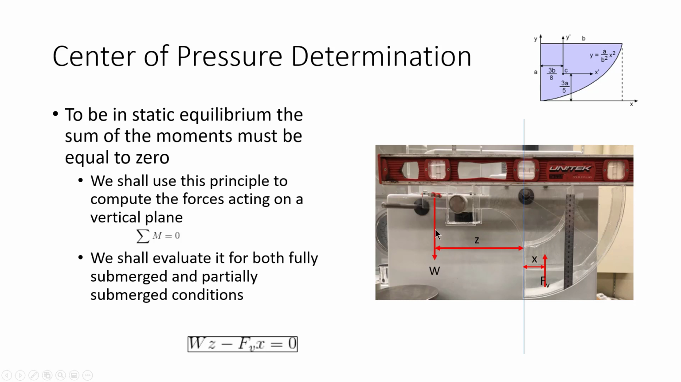Again, knowing the distance z and the weights that we have added, w, we can calculate the moment in the counterclockwise direction, and that's going to be equal to w times z. And of course, we can balance that by taking F sub v times x, which is the moment along that axis.